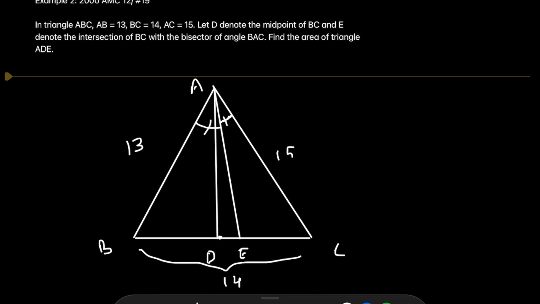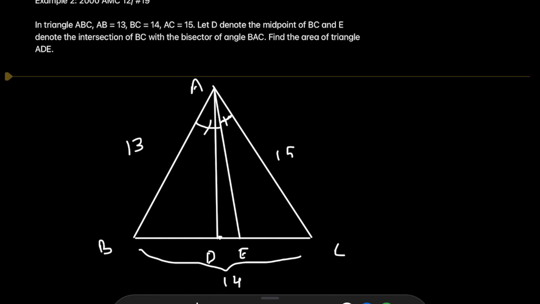Okay, so let's take a look at the second example here. This is from the 2000 AMC 12. It is a little more involved than the last example, but I highly recommend that you try it out before continuing. Okay, so here we have a 13, 14, 15 triangle. D is the midpoint of BC and E is the intersection of BC with the angle bisector of angle BAC. Okay, so we're asked to find the area of triangle ADE.